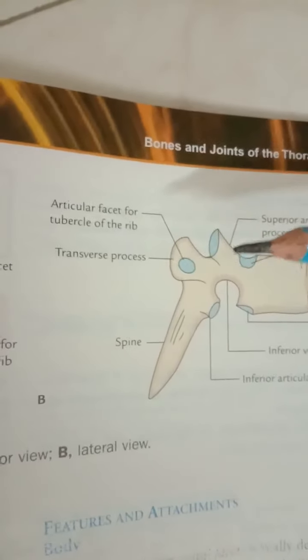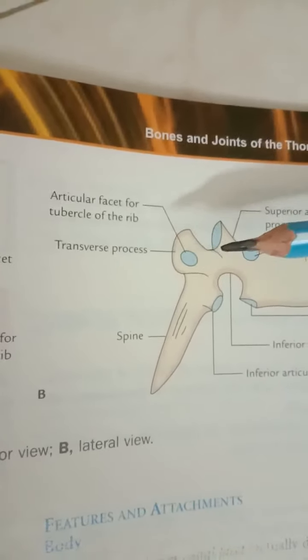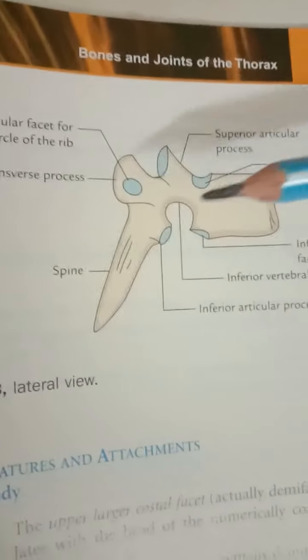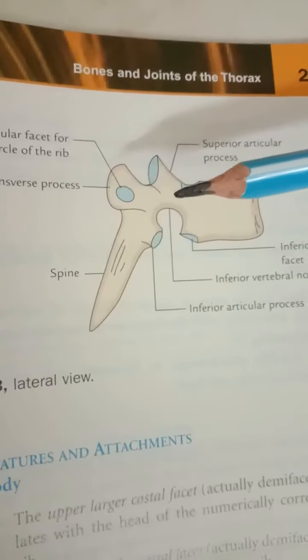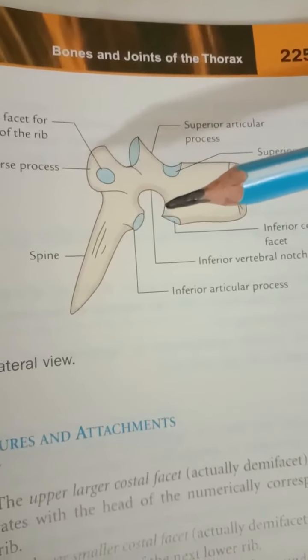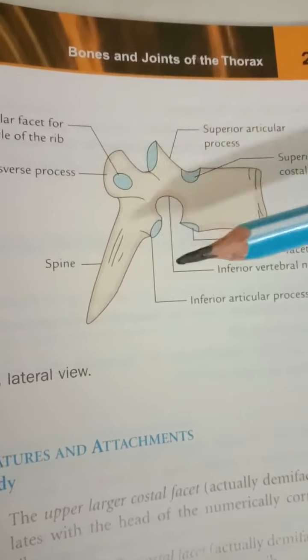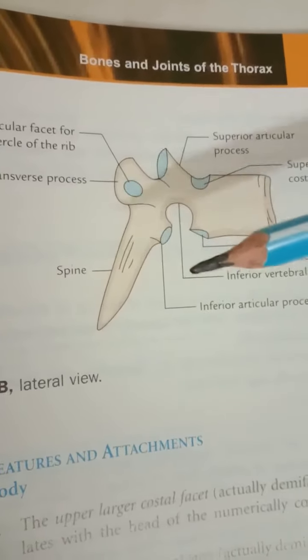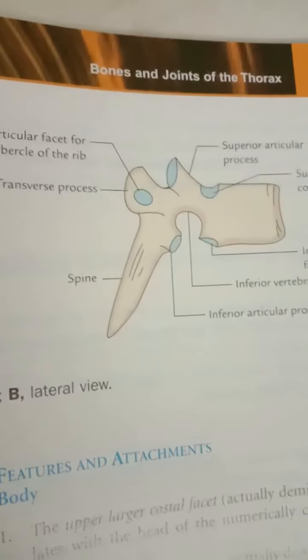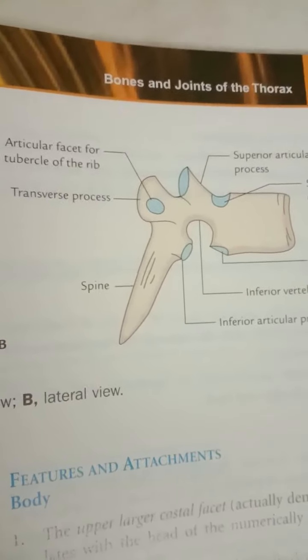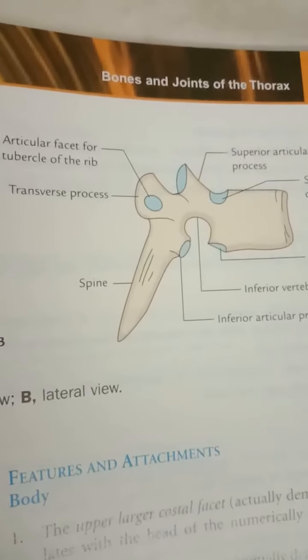Then in the upper 6 vertebrae, the costal facets on the transverse processes are concave and face upward. Then in the lower 6, the facets are flat and they face upwards, laterally and slightly forward. So that is the difference between the upper 6 and the lower 6 vertebrae.